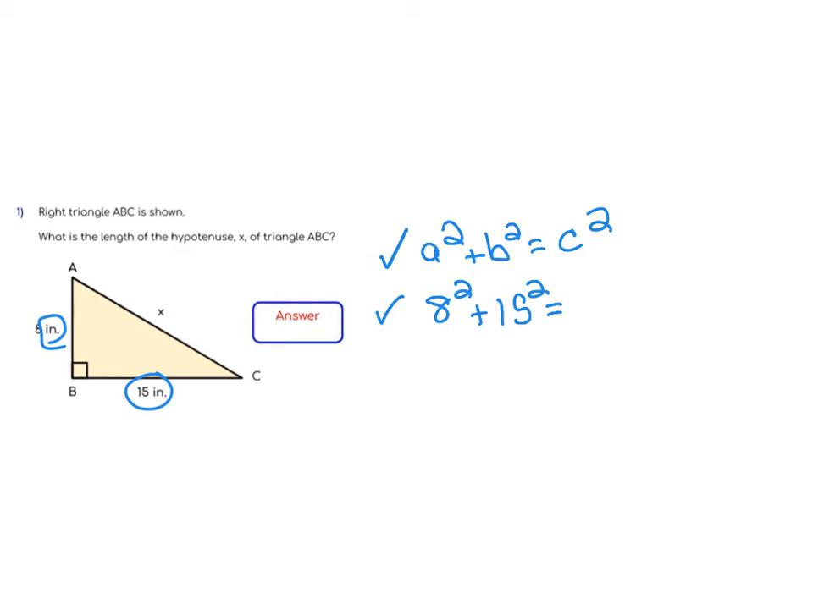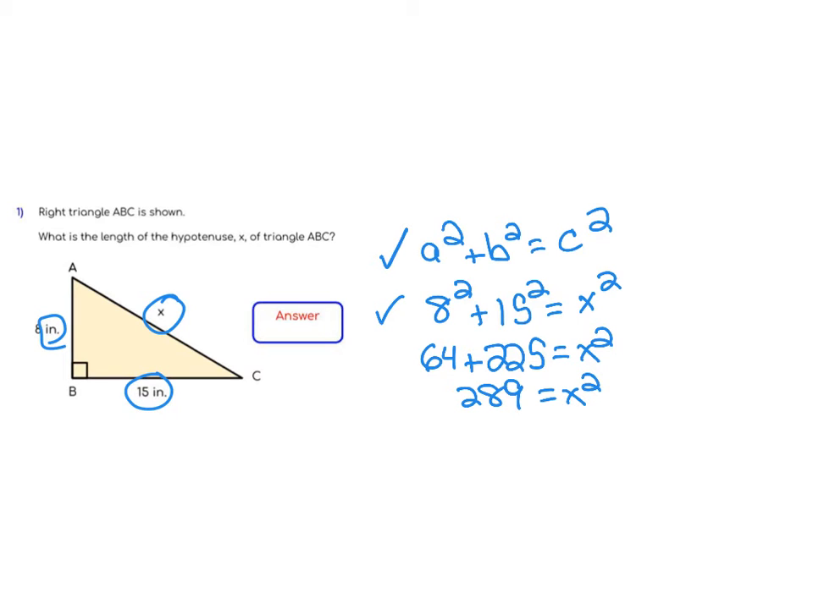Well, the c represents the hypotenuse. And in this example, it's represented by the variable x. So we're going to write x squared. Now we're going to simplify. 8 squared, or 8 times 8, is 64. Plus 15 squared, or 15 times 15, is 225. And that equals x squared. We're now going to continue to simplify. 64 plus 225 is equal to 289. And that equals x squared.